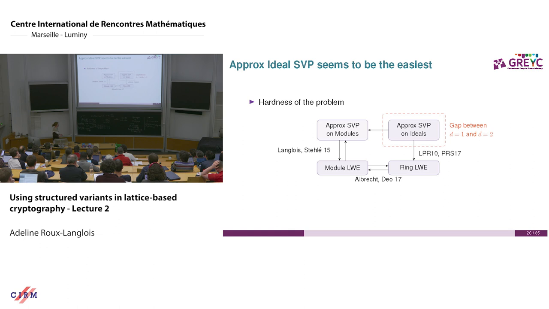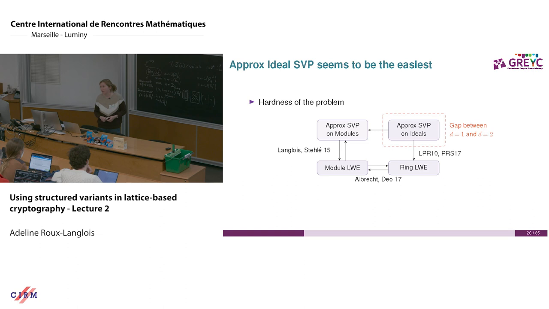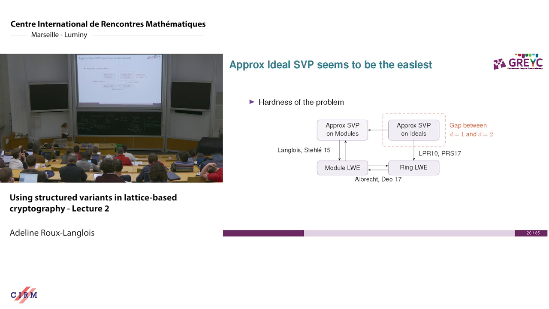But if you consider the progress made in cryptanalysis in those last 10 years, I think we can start to be quite confident that it will be fine. Because approx SVP on modules seems to be a very hard problem to solve. And the restricted class on modules doesn't seem to have an impact for now. So if we go back to this picture, we see that the easiest problem here seems to be approx SVP on ideals. So if we want to see how to attack those problems, we will start with this one. And even this one will not be simple.